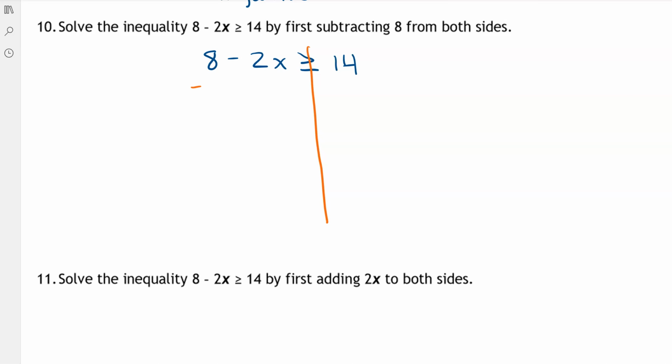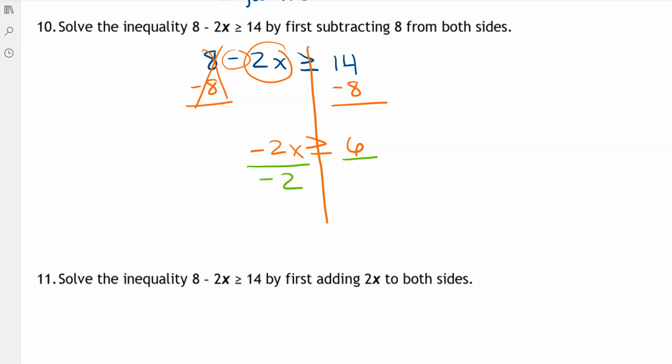This is going to be -8 from both sides. This crosses off. We're left with this, so I need to write 2x. And I keep the inequality the same because I haven't divided by a negative. Oh, I can't forget to bring this down too. -2x. And so then this should be 6 on this side. And now I'm going to have to divide by a -2 on both sides.